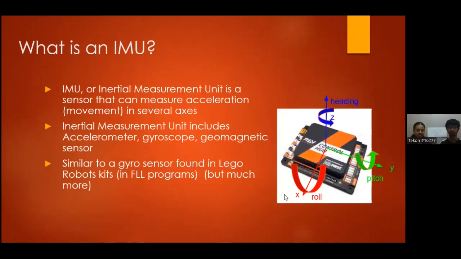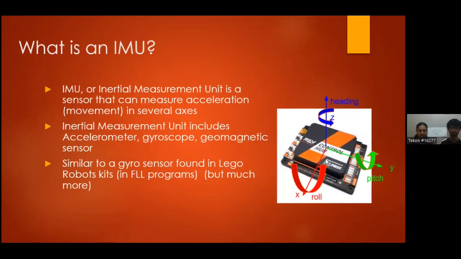So first, what is an IMU? An IMU, or an inertial measurement unit, is built into the control hub. It includes an accelerometer, which measures speed, a gyroscope, which measures orientation, and a geomagnetic sensor. It is also similar to a gyro sensor from FLL.